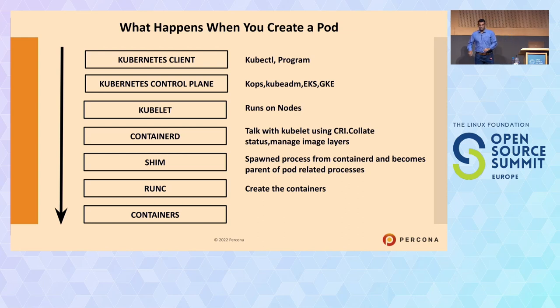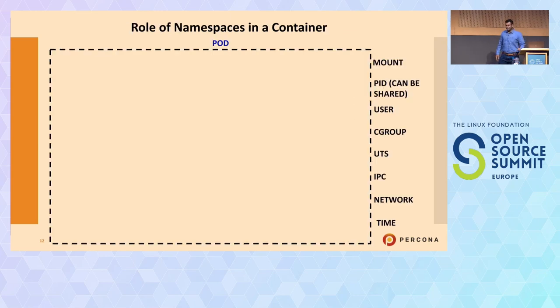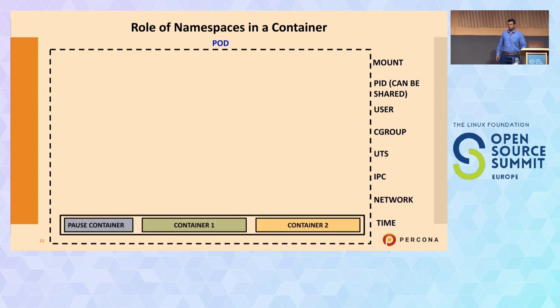If you're already wondering, the talk is about pods. Why are we talking so much about containers? I'm getting there. So what is actually a pod? A pod is basically an abstraction of one or more containers. In general, if you run a pod, let's assume I'm running a pod with a couple of containers, container one and container two.